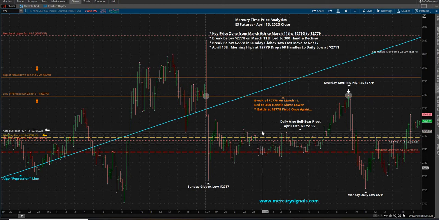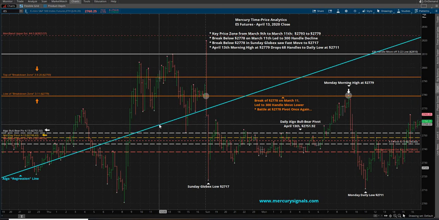Now, a couple other interesting things today. Our daily Algo bull bear pivot, that's put out about 90 minutes before the day session open. That is the single most important price of the day. And you can see that when that broke, it accelerated the decline. This afternoon it recovered, and you got this little tailing up action into the close.